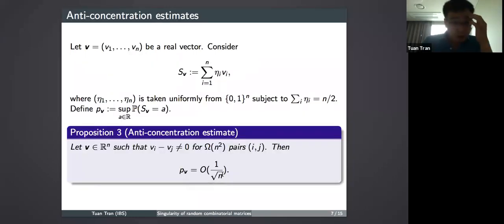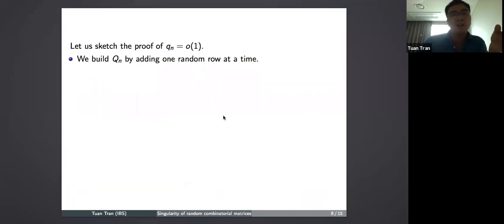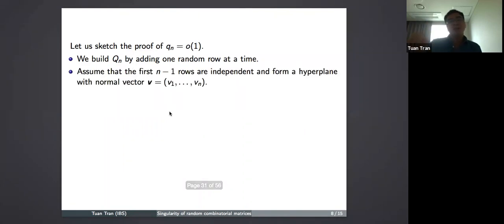So to give you an idea of the proof, I will maybe sketch the proof of the fact that Q_n is little o of one, using the previous propositions. So remember that the rows of Q_n are independent, right? Therefore we can build Q_n by adding one random row at a time, until we get exactly n rows when we are done. And assume that we can prove that the first n minus one rows are independent with high probability. And therefore it forms a hyperplane with normal vector v. So v is a unit vector which is orthogonal to the span of the first n minus one rows.